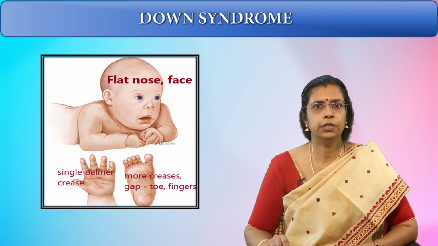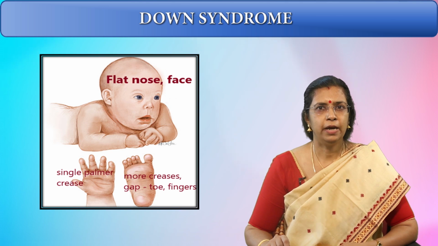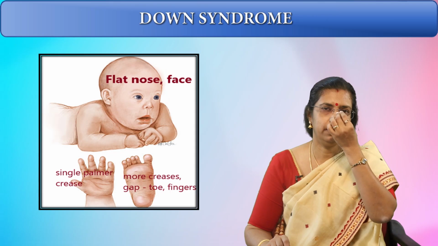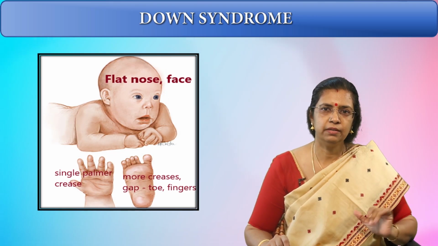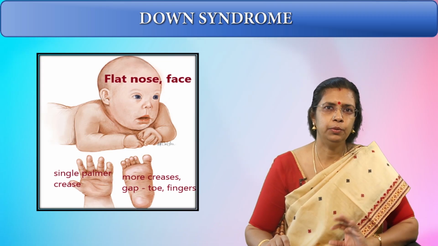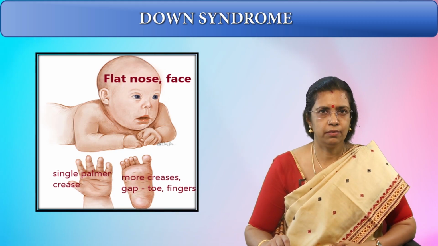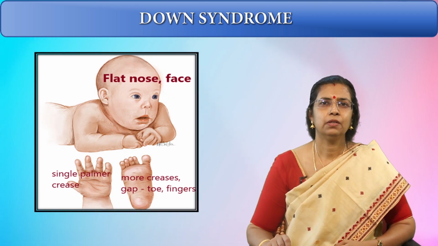This is how a Down syndrome child appears. They have a mongoloid appearance. There is a flat nose of the face, and the eyes are actually distended, I mean, they are wide apart from each other. There is a single palmar crease in the hand, and in the feet there is a gap between the toe and the other toes. There can also be more creases, and the children could have mental retardation.